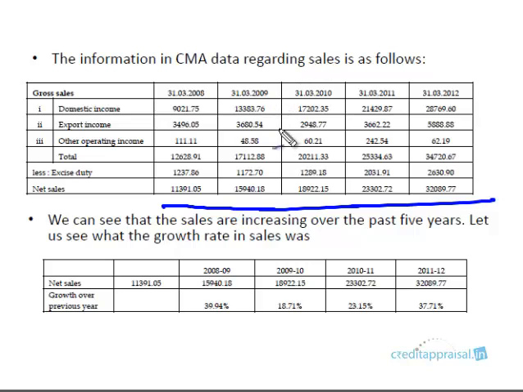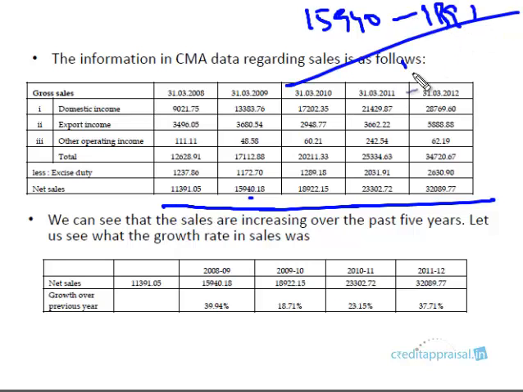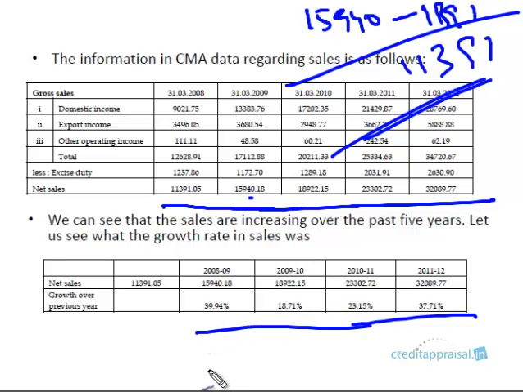So for 2009 the growth rate will be sales 15940 minus last year sales, 11391, divided by last year sales. This will give you the percentage growth in sales compared to the last year, and you do that for every year. This is what we'll end up with. So this is the growth rate in sales of this company for the last 5 years. For the first year we do not have the previous year's data, 2007 data, right? So maybe we cannot calculate the growth rate, but for the remaining 4 years you can calculate the growth rate.